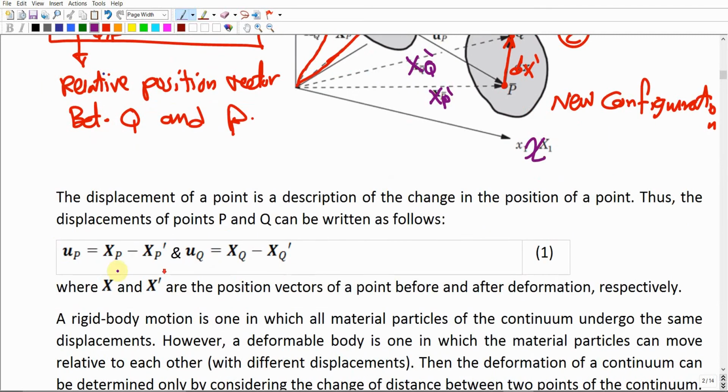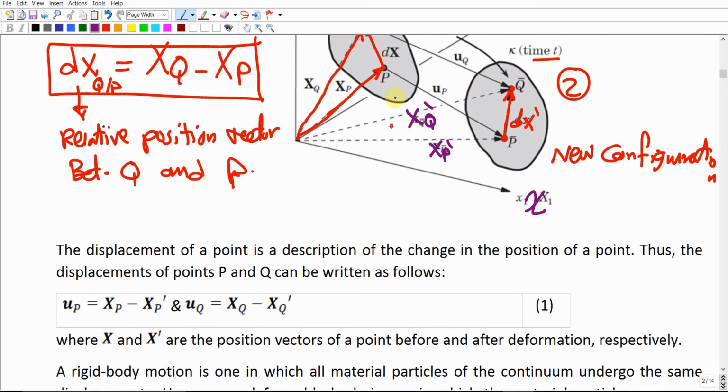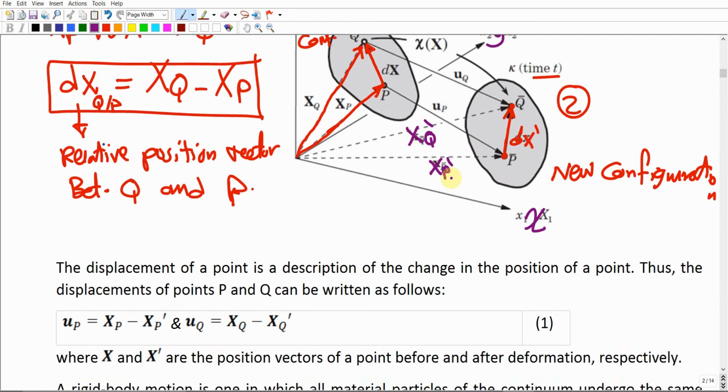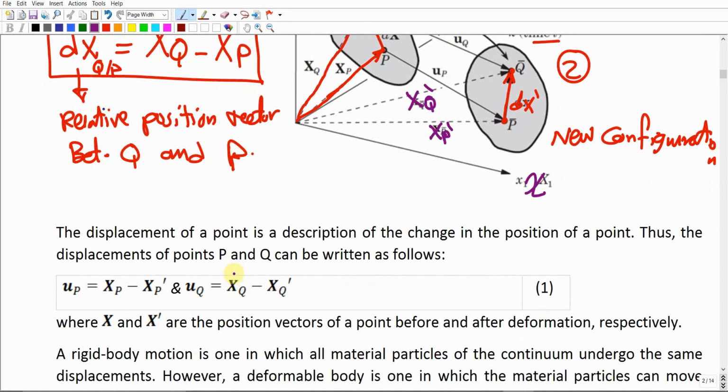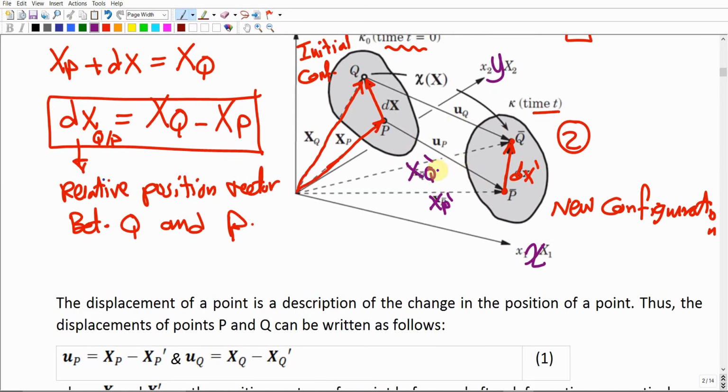So generally, we can describe the displacement of any point as the difference between the position vectors at the two different configurations. So this is how much displacement this point has been experiencing. We're going to say that the displacement of point P will be XP negative XP dash. The same thing, UQ will be XQ negative XQ dash. The difference between the two position vectors at the two configurations. This is the position at configuration 1, this is the position at configuration 2, so we're going to end up with the two displacements.